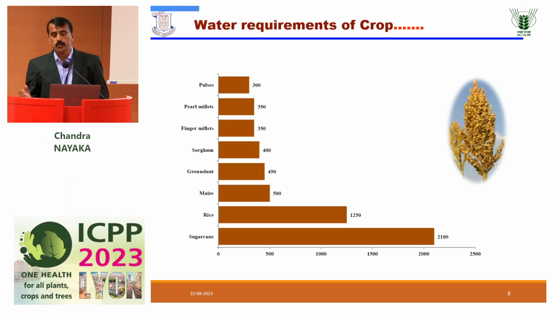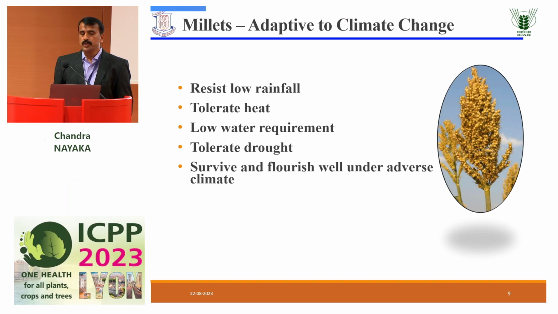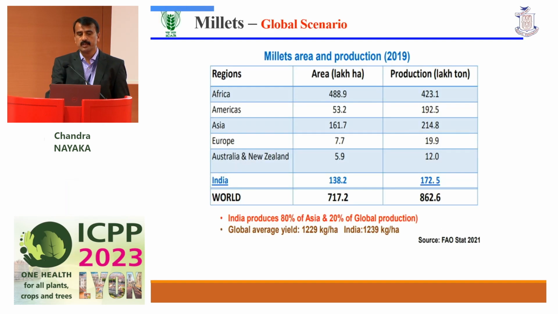So coming to water requirement, millet requires very little water compared to other crops, mainly rice, wheat, sugarcane, and maize. So it adapts to climate change very easily. It is resistant to low rainfall, tolerates heat, has low water requirement, and survives and flourishes well under adverse climatic conditions as well.